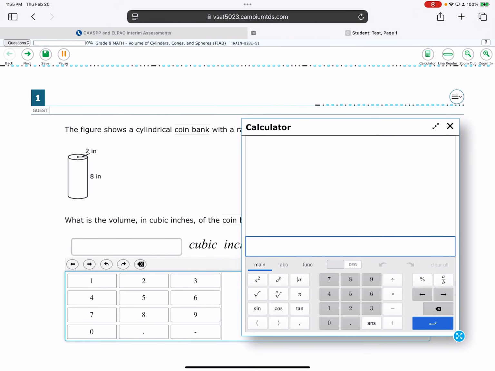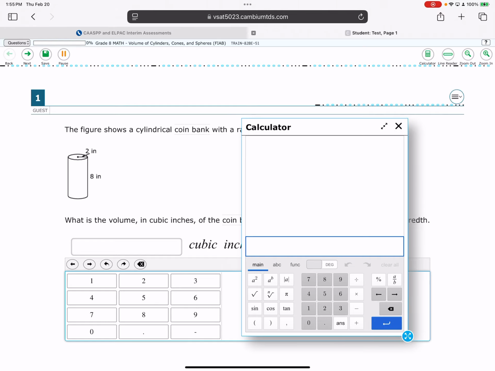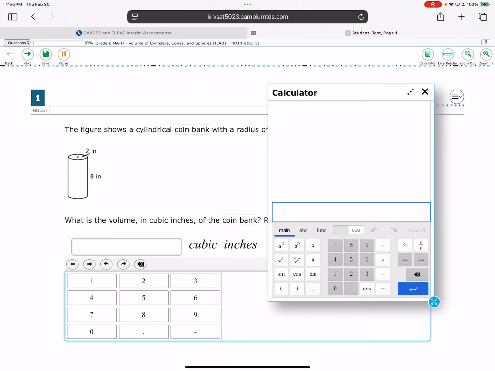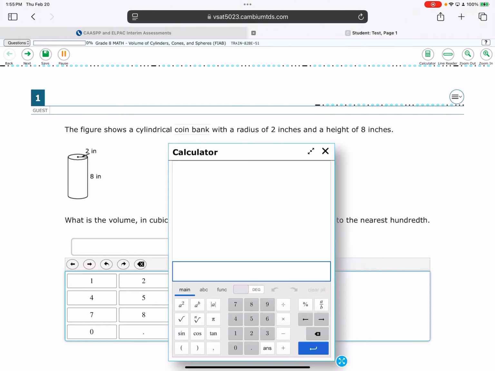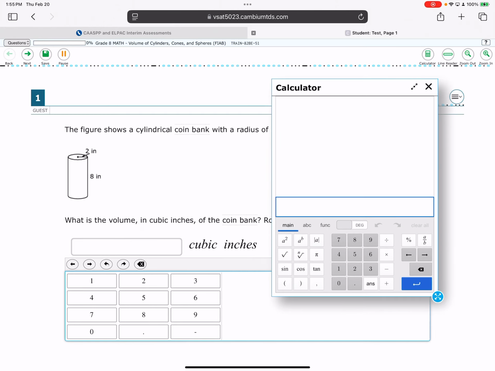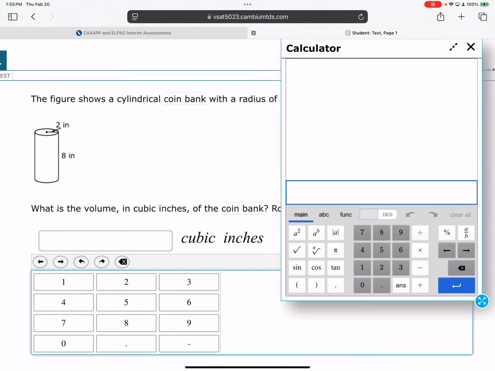All right, guys. This was the first problem. Let's see. I'm gonna get the calculator out. Round your answer to the nearest hundredth. Using the calculator is really easy. I know this is pi times the radius, 2, squared, times the height, 8. There we go. So the answer is 100.53.